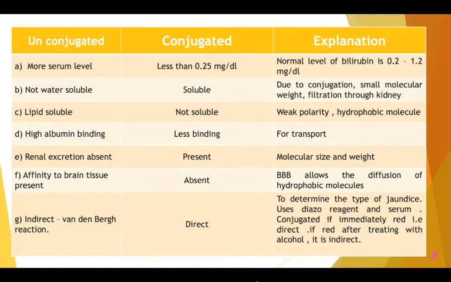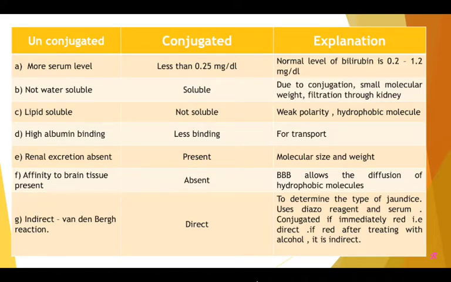Conjugated bilirubin is very small in size and of low molecular weight, so it is easily soluble in water. Since it is of smaller size, it can be easily filtered through the kidney. Because of the larger size of unconjugated bilirubin, it is not water soluble and cannot be filtered through the kidney. Since it cannot be filtered through the kidney, it will not be present in the urine.